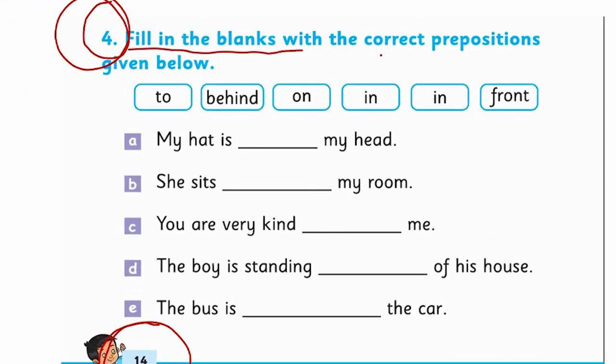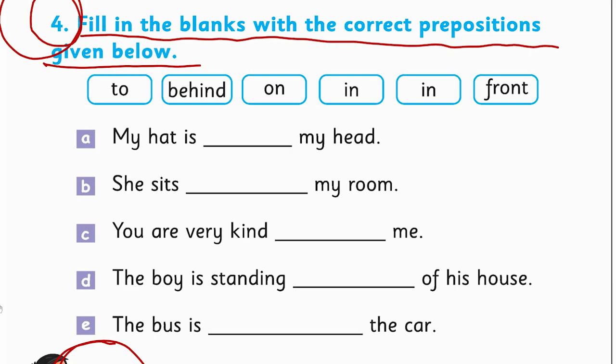Fill in the blanks with the correct prepositions given below. To, behind, on, in is typed twice, so we can use it twice too. Front. My hat is dash my head. She sits dash my room. You are very kind dash me. The boy is standing dash off his house. The bus is dash the car.